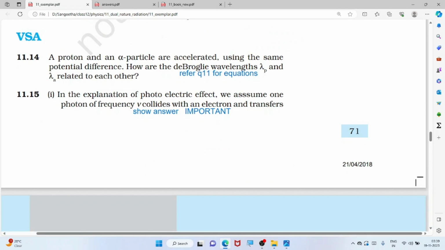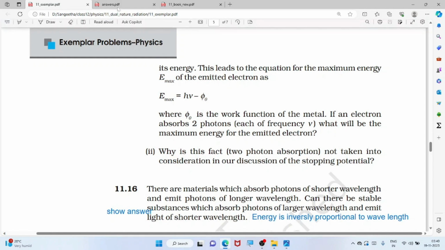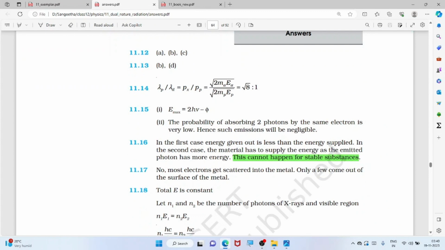In the explanation of the photoelectric effect, we assume one photon of frequency ν collides with an electron, and the electron absorbs its energy. This leads to the equation: hν, the energy of the incident photon, minus the work function φ is the kinetic energy of the emitted electron, where φ is the work function of the metal. But if an electron absorbs two photons, each of frequency ν, what will be the maximum energy of the emitted electron? This is important. It will become 2hν, because the energy is absorbed from two photons, so 2hν minus φ.